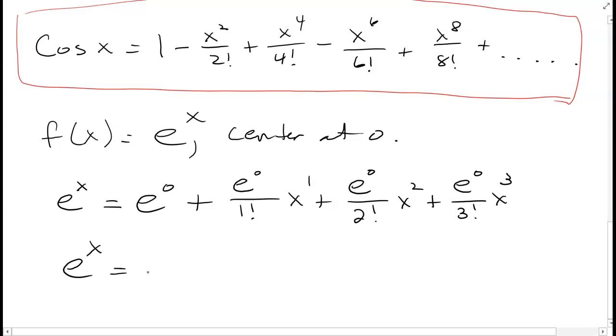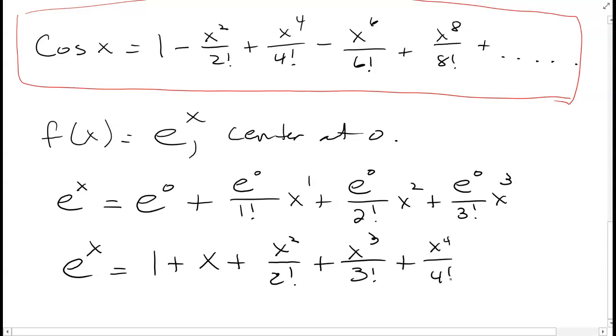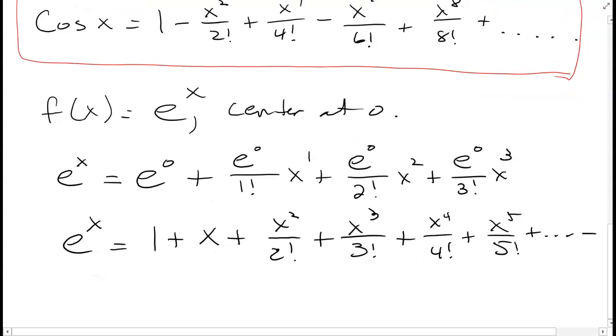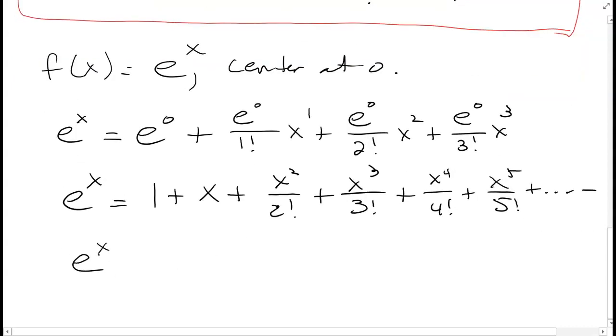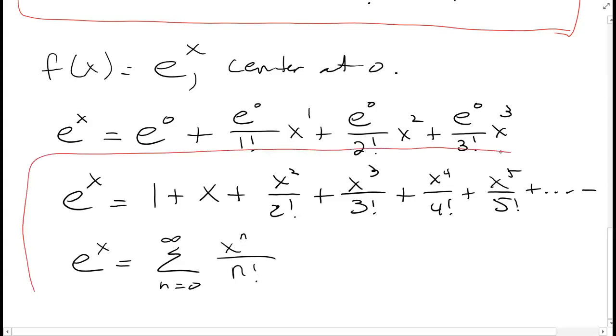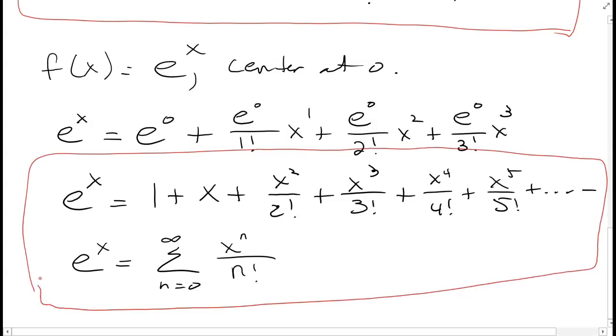So e to the x is essentially 1 plus x plus x squared over 2 factorial plus x cubed over 3 factorial plus x to the fourth over 4 factorial plus x to the fifth over 5 factorial, and so on. What does that summation look like? It's the summation as n equals 0 to infinity of x to the n over n factorial. If you don't believe it, go ahead and play with it on the graph. So that is your e to the x.